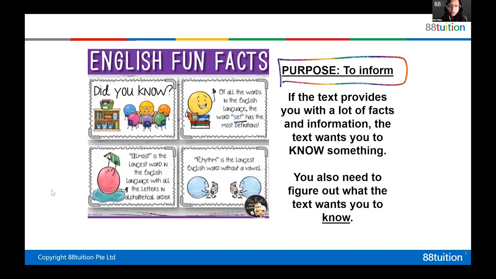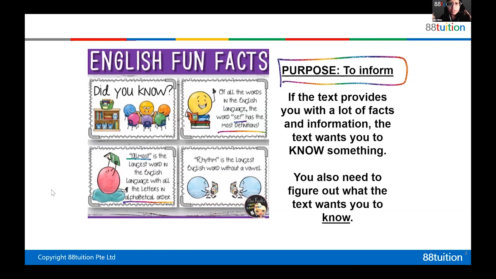If you look in the dictionary or if you just Google the word set, it has 10,001 definitions. You can use the word differently. It has the most meanings. Definition means meaning. Also, did you know almost is the longest word in the English language with all the letters in alphabetical order? That means A, B, C, D, E, F, G, H, I, J, K, L, then M, then O. It's in sequence.